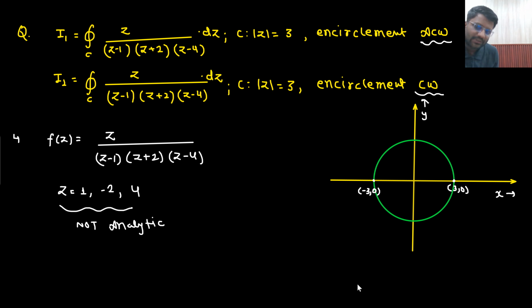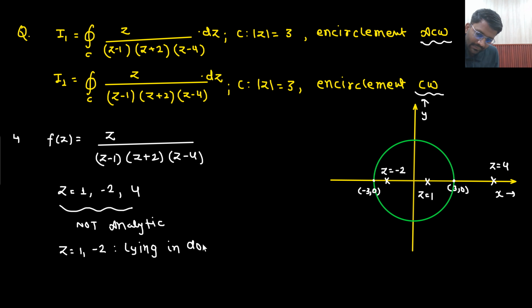Now let me know where these points are lying. Z equals to 1 will be here. Z equals to minus 2 will be here. And Z equals to 4 will be here. That means, sir, these 2 points, Z equals to 1 and minus 2, are lying inside, in domain D. And Z equals to 4 is lying outside. That means it is not in domain D.